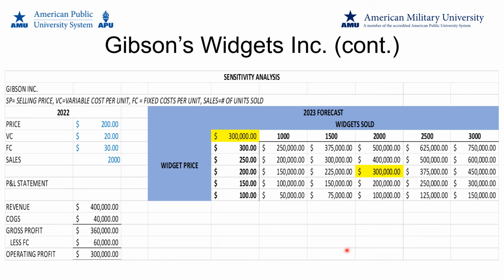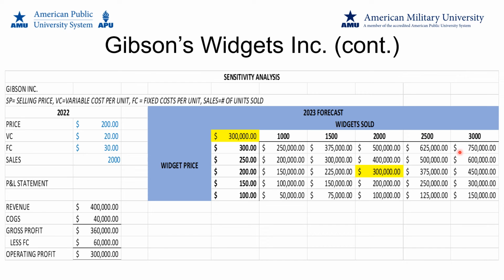On the extremes, if price rises to $300 per widget and Gibson's only sells 1,000 units, then the operational profit is forecasted to be $250,000. This is $50,000 less than the current. Conversely, if 3,000 units were sold, still at the $300 per widget price, then the operational profit rises to $750,000, an increase of $450,000.